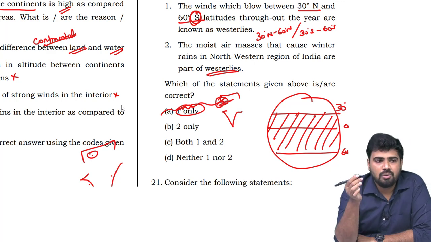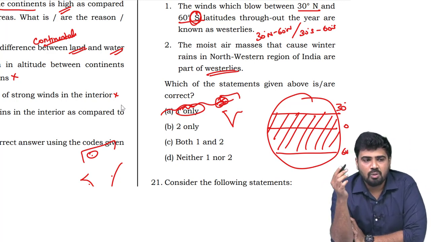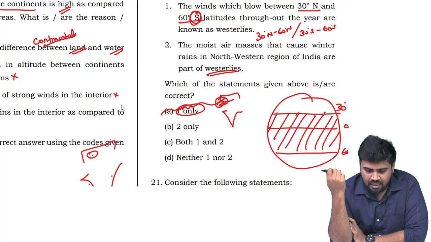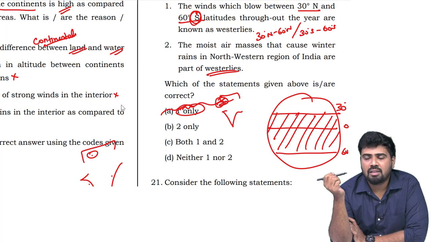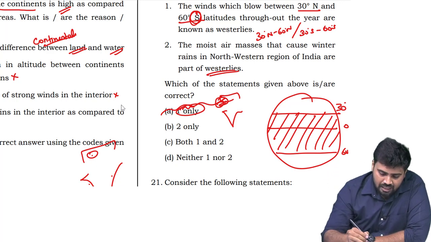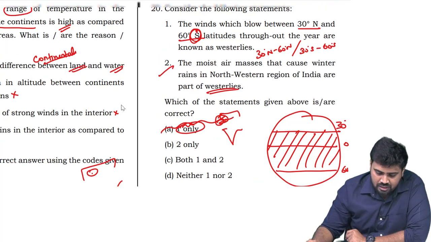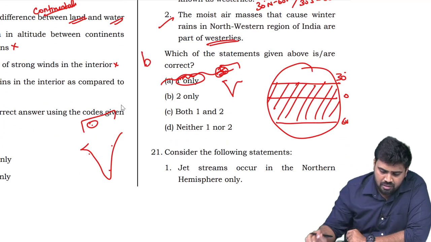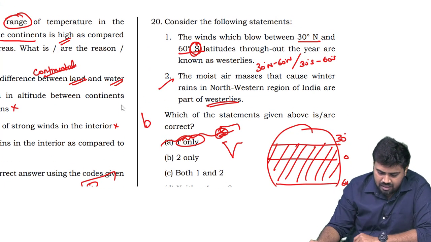So in India, two regions experience winter rainfall. One is the northwestern part of India, particularly due to western disturbances, and second is the southern part of India, Tamil Nadu and coastal Andhra Pradesh, due to the influence of the northeastern monsoon and cyclones. So this second statement is correct. So question 20, option B for Bombay. First statement is wrong, second statement is correct.